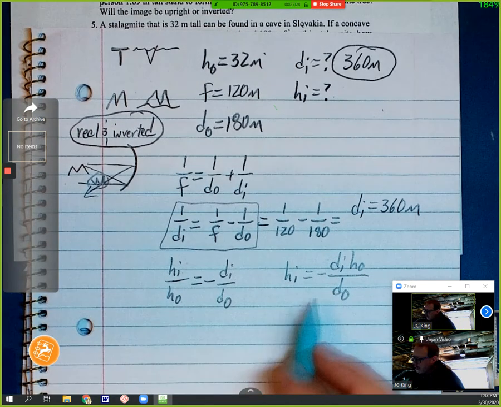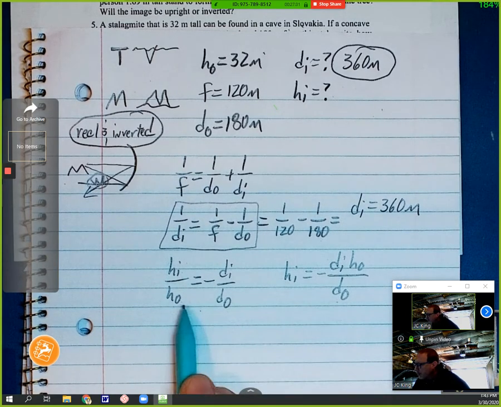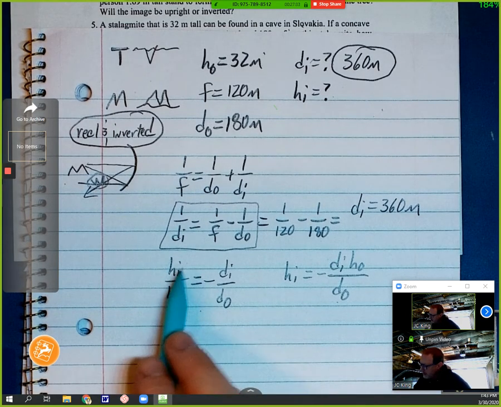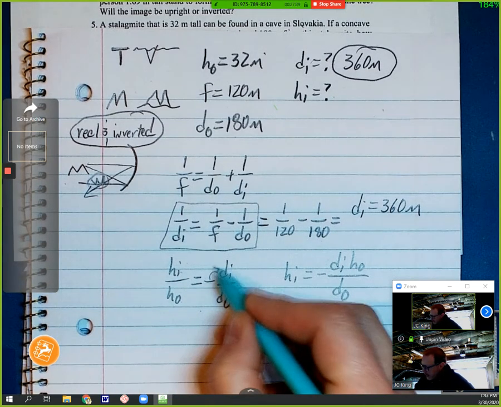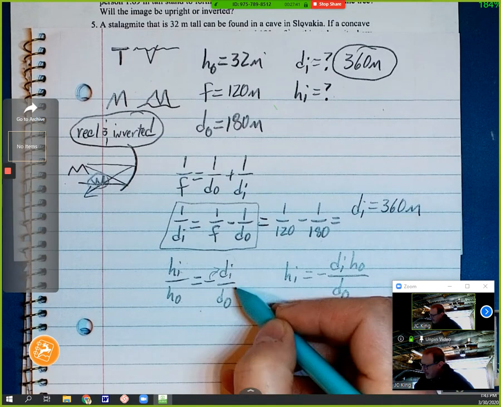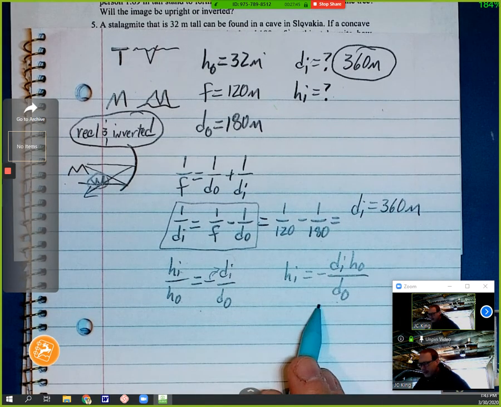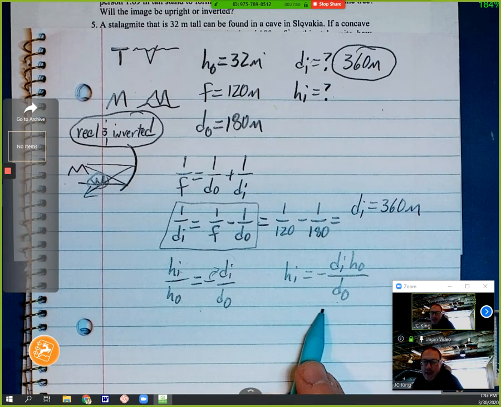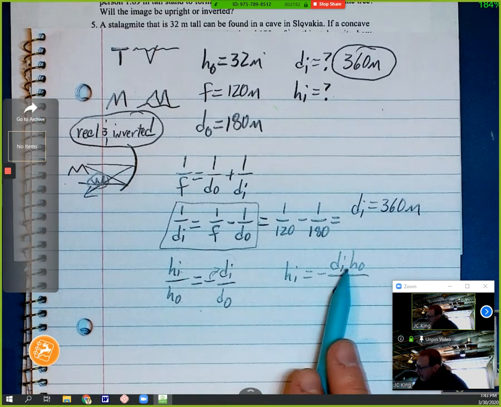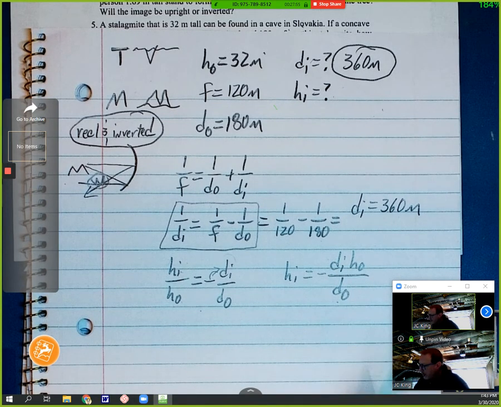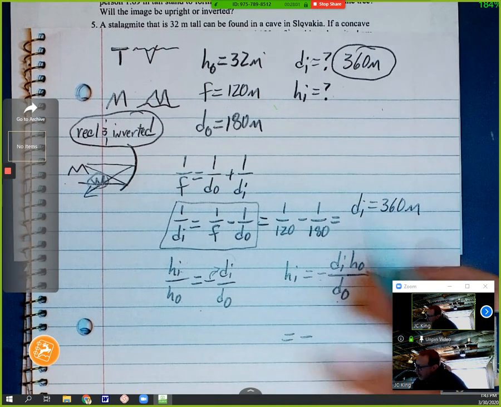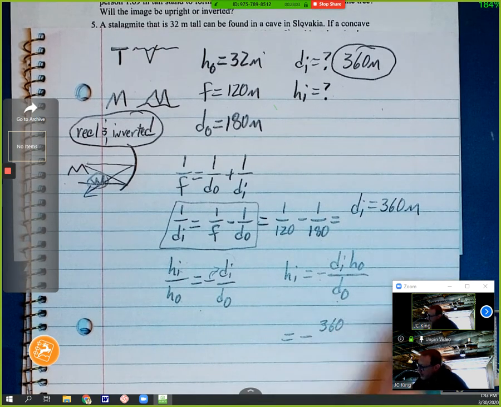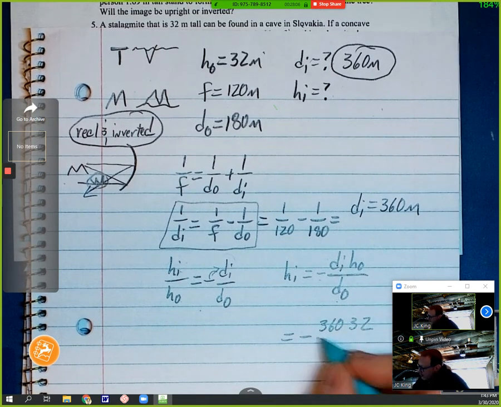So using a method of your choice, if you want to cross multiply to find hi, you can. I'm not sure how that negative in there is going to throw things off. You might just go ahead and assign that negative to that di right there. Am I multiplying di and ho in that fraction? I am multiplying di and ho and then dividing by do, and I'm making sure that whole thing is negative. So if I plug in, that's going to be negative 360 times 32 over 180.